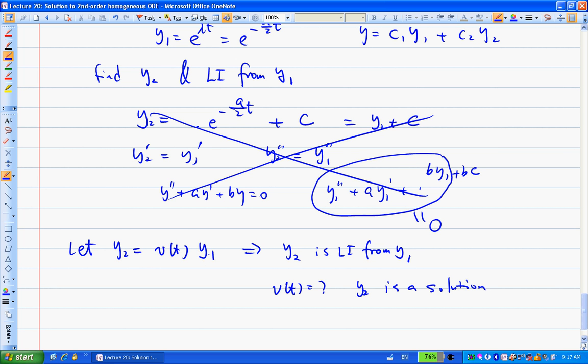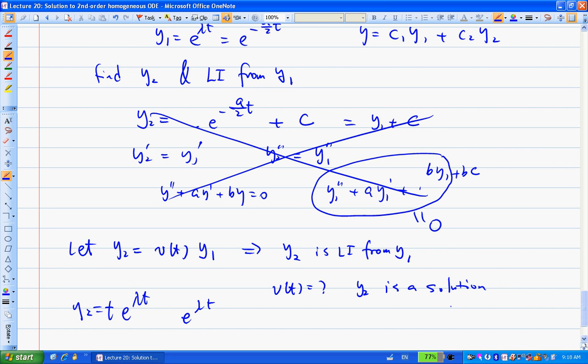Is that good? So let's say your y1 is e to the lambda t. When you multiply with a t here, for example, it actually turns out to be t. If this is y2, what is the connection between y2 and y1? Are they linearly independent or dependent? They must be independent. That's good, because it satisfies one of our objectives. The second objective, which we haven't done yet, is to find a possible solution for v of t such that it's a solution.